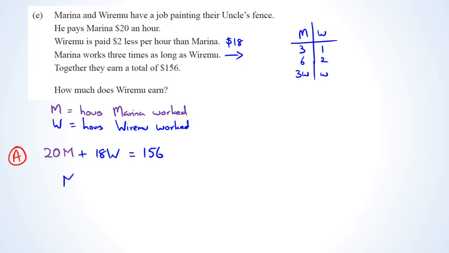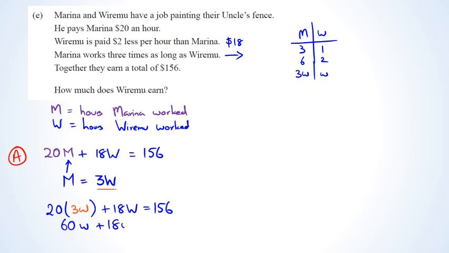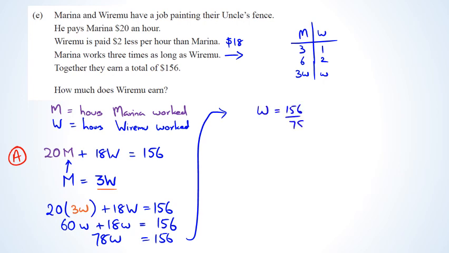So then I can write my second statement, which is M is equal to 3W. So once I have this, I need to substitute M into the other equation. So I have 20 times 3W plus 18W equals 156. So this is 60W plus 18W equals 156, and I've got 78W equals 156. This can be written as W equals 156 divided by 78.